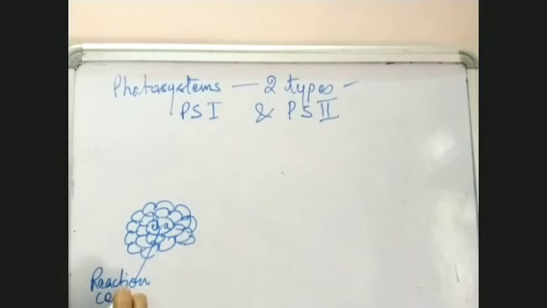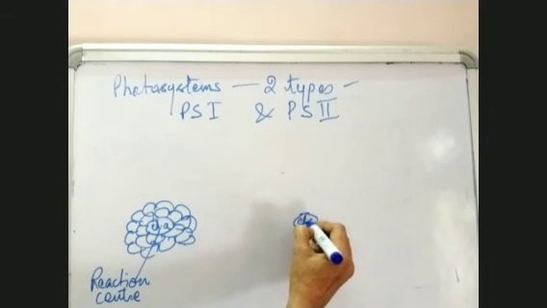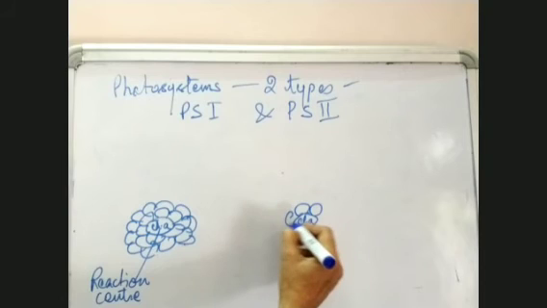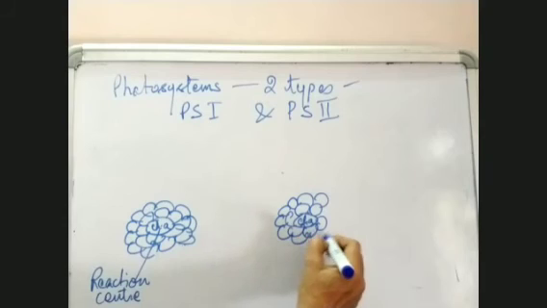And we have accessory pigments outside, same. This is also the same, chlorophyll A in the center and accessory pigments outside. The only difference between the two photosystems is their absorption capacity. In photosystem 1, this is very clearly given in your NCERT book also, the reaction center chlorophyll A has an absorption peak at 700 nm. That is, it is P700.